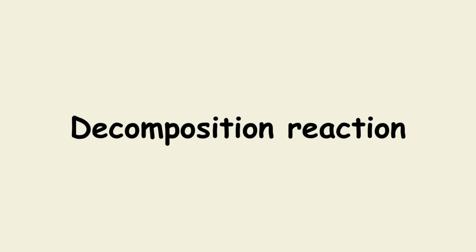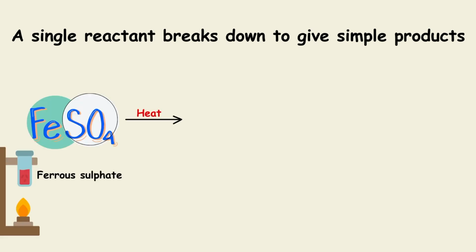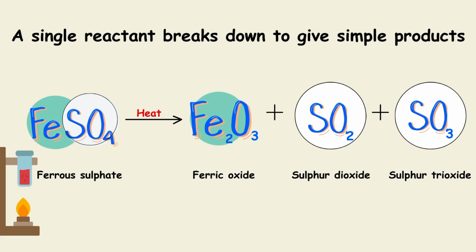Next type of reaction is the decomposition reaction. As the word itself describes, a decomposition reaction is the reaction where a single reactant breaks down to give simpler products. For example, ferrous sulfate crystals lose water when heated and the color of the crystals changes. It then decomposes to ferric oxide, sulfur dioxide and sulfur trioxide. This ferric oxide is a solid, while sulfur dioxide and sulfur trioxide are gases.